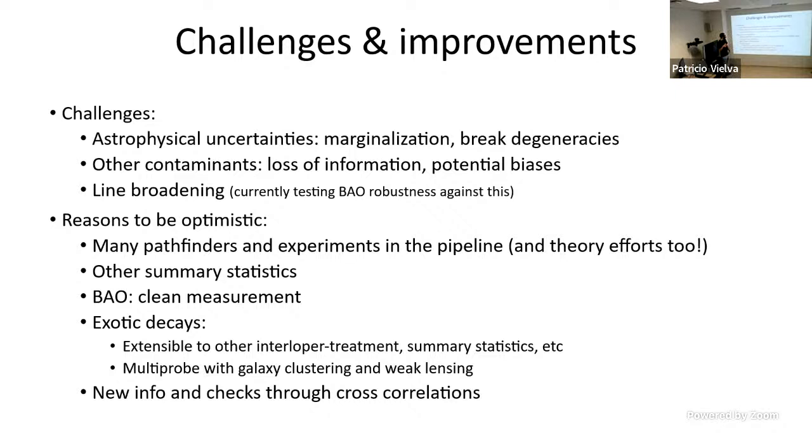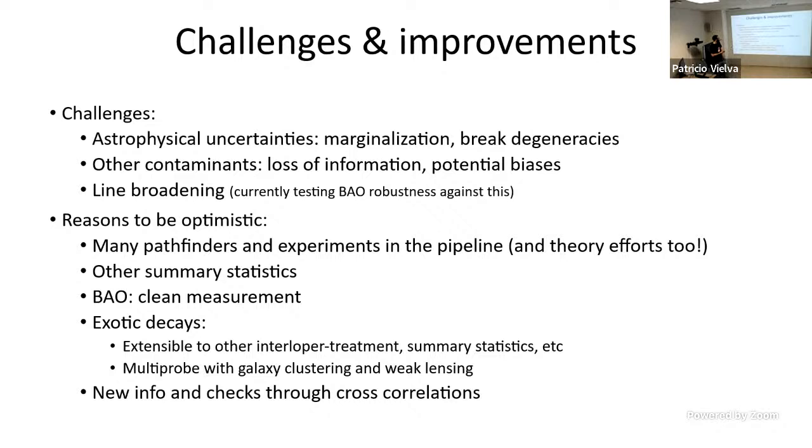Also, we need a lot of knowledge and a lot of control over the other contaminants, the foregrounds and the interlopers. In the worst case, this can bias our conclusions, and in the less bad case, but also very limiting, it is going to produce some loss of information. So we need to develop tools to do this in an optimal way and be able to reconstruct that loss of information. We also have some things that we need to deal with once we get the very good measurements that we expect to have, such as the line broadening of the emission. The gas is not just sitting there, right? Gas is orbiting around galaxies, and that's going to produce the broadening in the line that we observe.